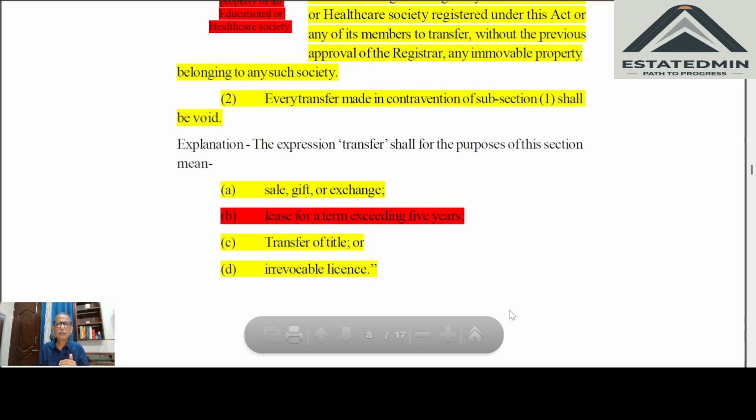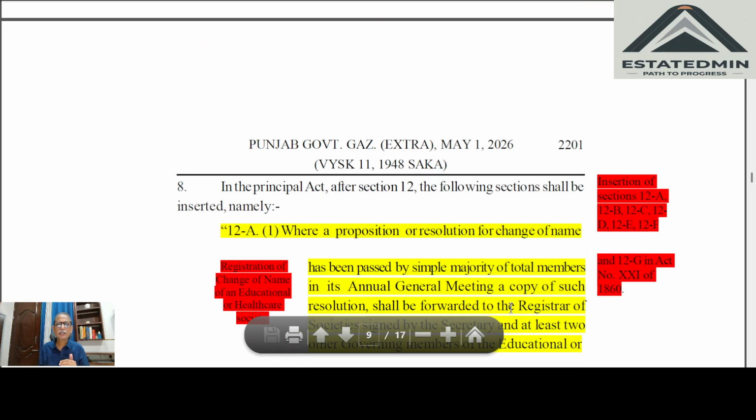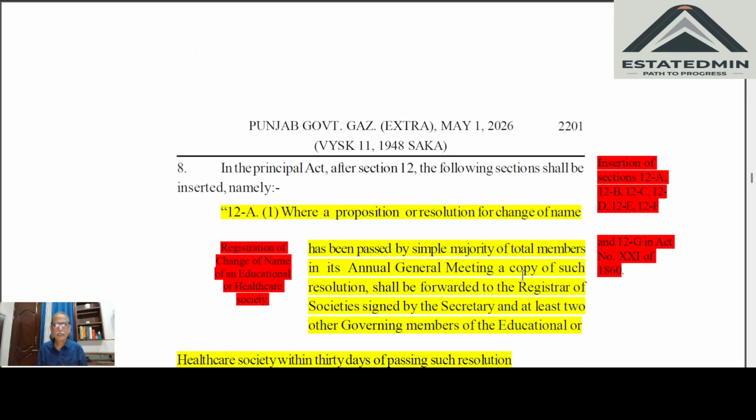So gentlemen, these were the prominent changes in the section 5. So I am closing here. Thank you very much. I will come with next section 12A in next video.